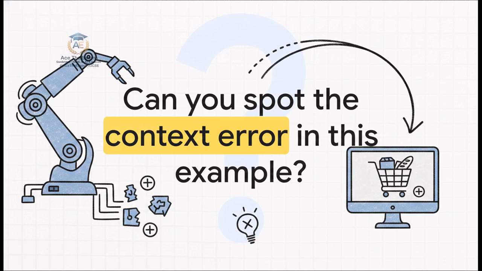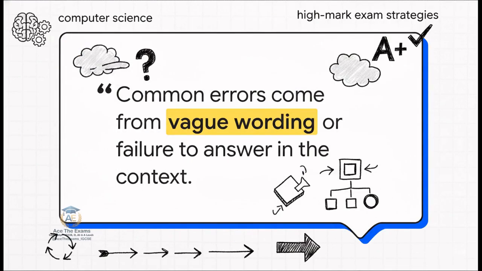Well, you totally abandon the context. It doesn't matter how well you explain the shopping cart. The question asked about a robot arm. This happens so often that examiner reports constantly flag it.